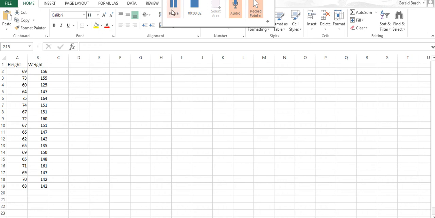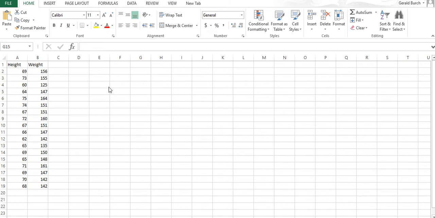This video is going to show you how to do a scatter plot. I think most of you probably have already done this at some point. However, what we have here are two variables that we think may be related: height in inches and weight in pounds. So what we're going to do here is select our data.